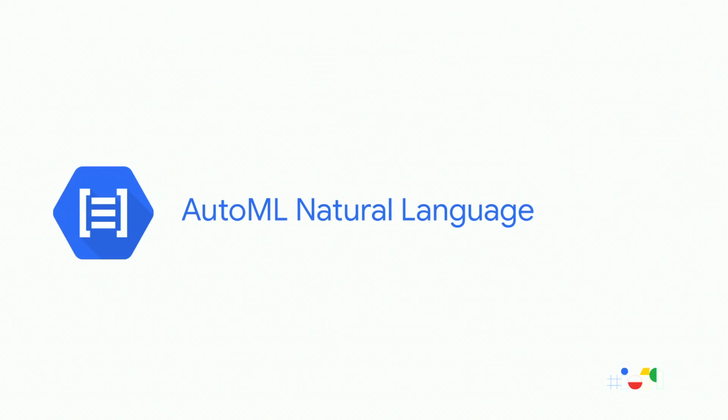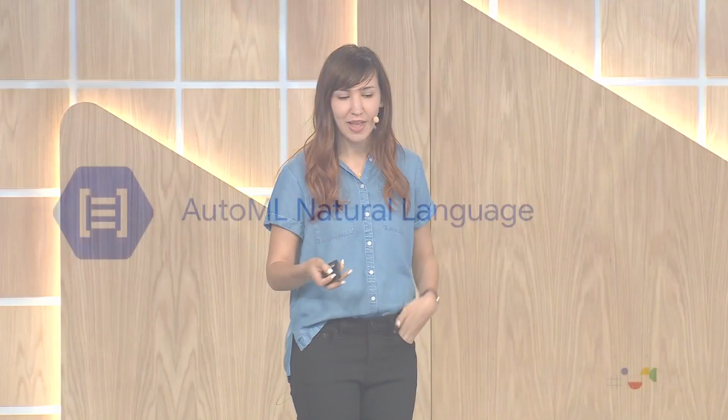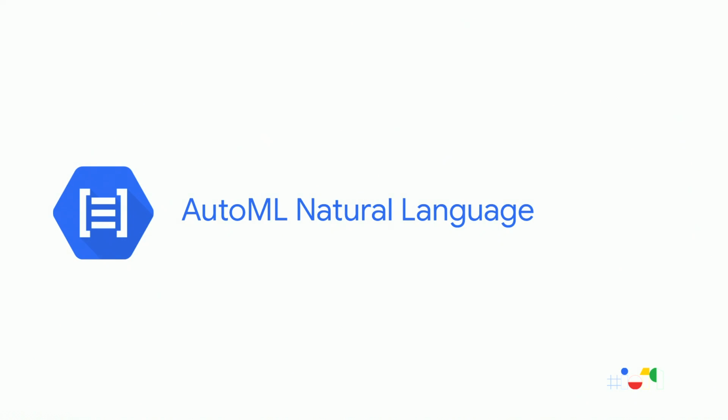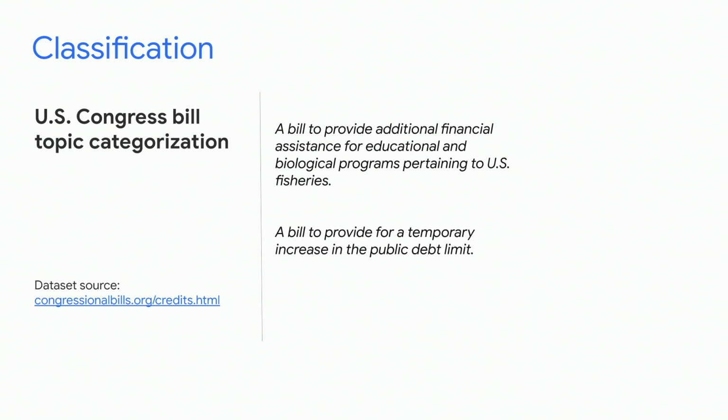So Torry just told you about tabular data, but what about text, which is an extremely common type of data? For that, we can build a custom model using AutoML natural language. And there are actually lots of different types of natural language models that we can build. So we could build a classification model. So maybe we have US congressional bills, and maybe we want to categorize them by what they're about. We can build a custom model to do that with AutoML natural language.